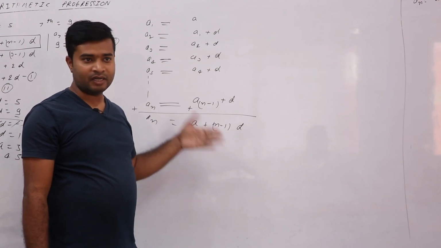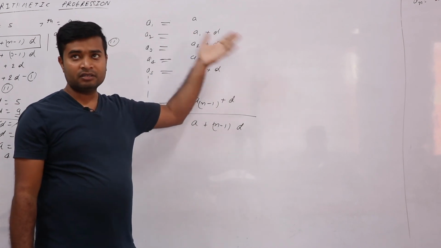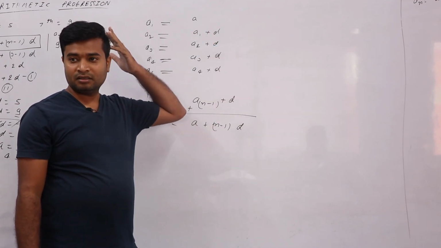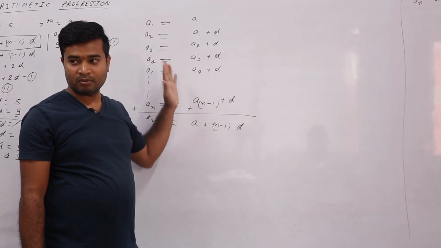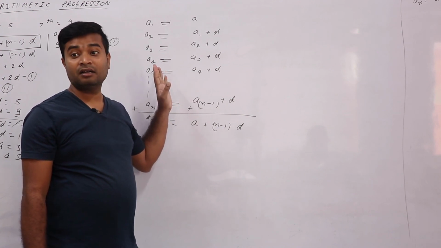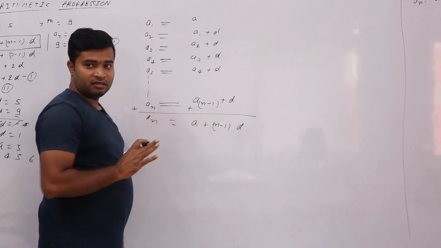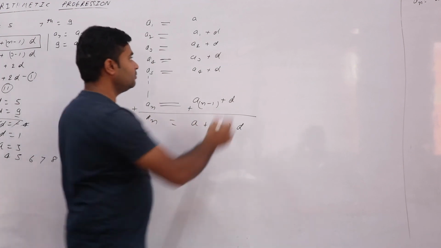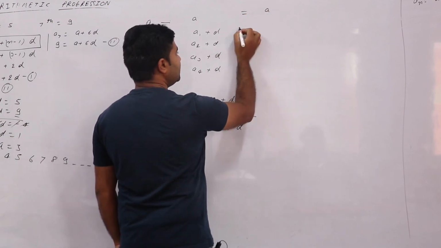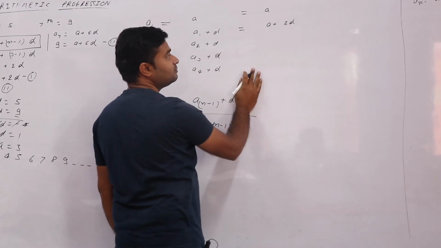Correct na. If I would have told you before, like for a2 write a1 plus d, then what you would have written, yes or no? So this is the problem. Acha, one more thing, if you have not understood by this method, one more thing I'll say. This is a only, this is a plus 2d.